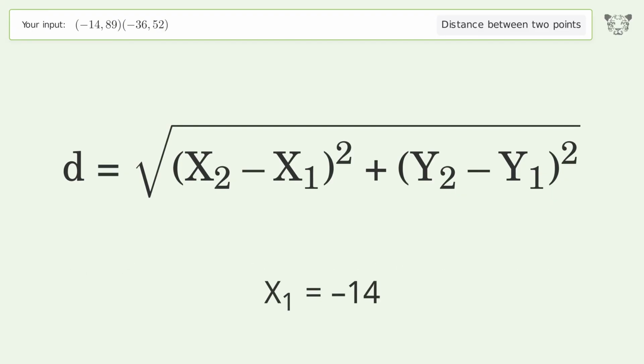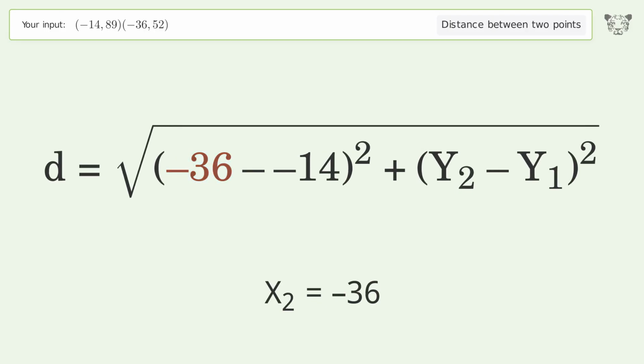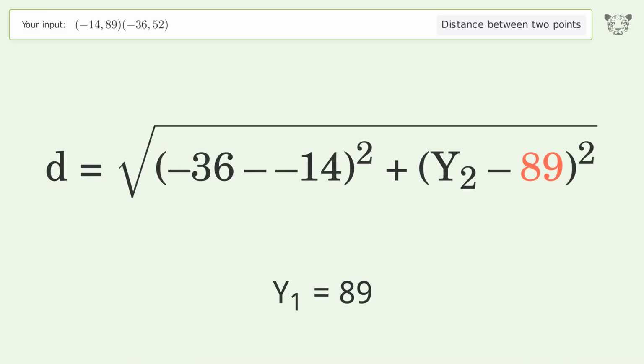x1 equals -14. x2 equals -36. y1 equals 89. y2 equals 52.